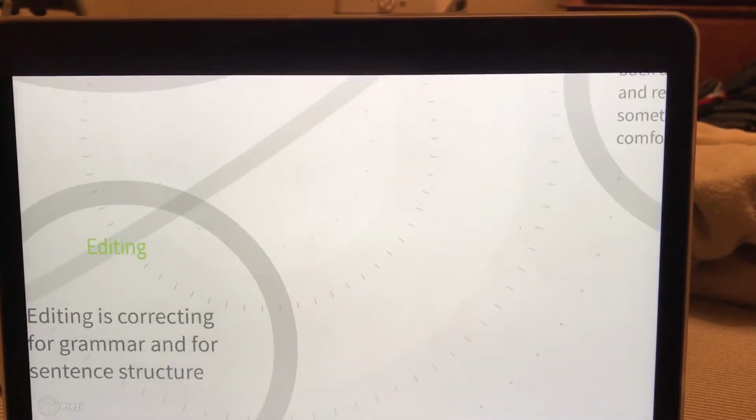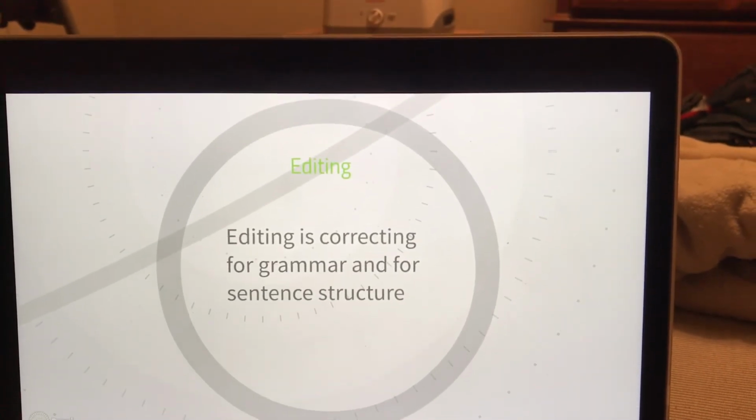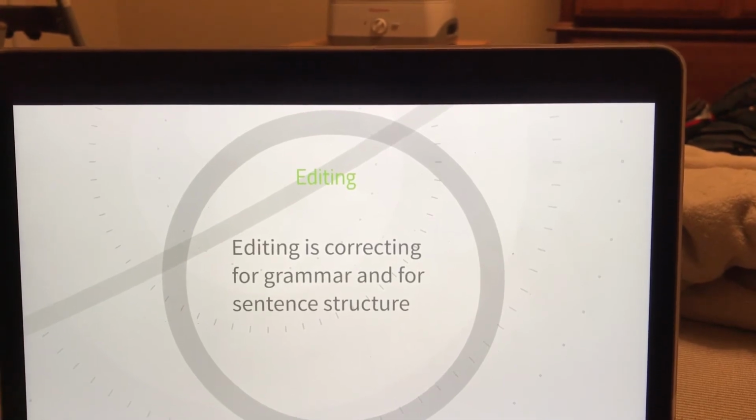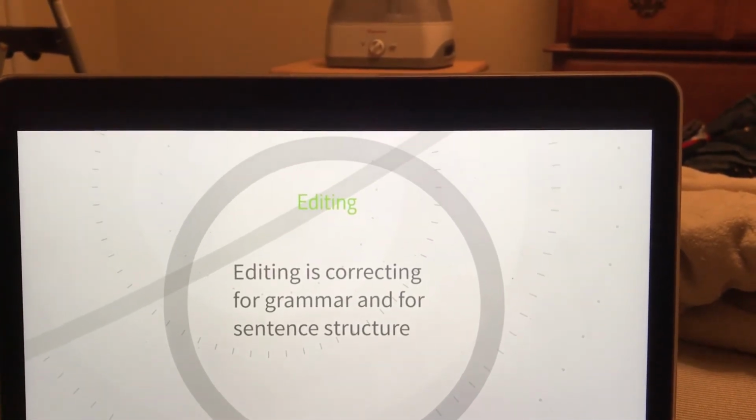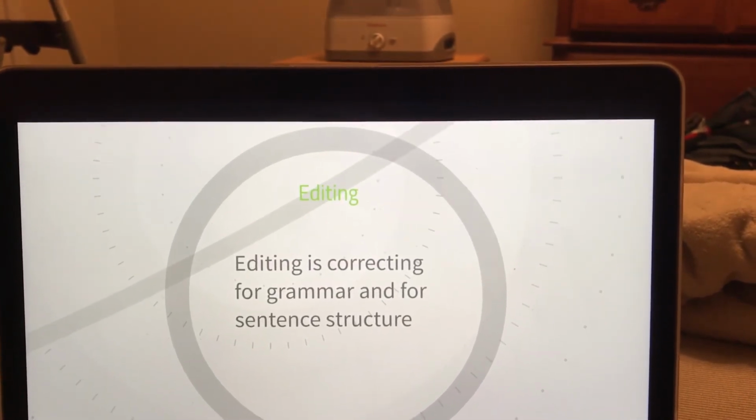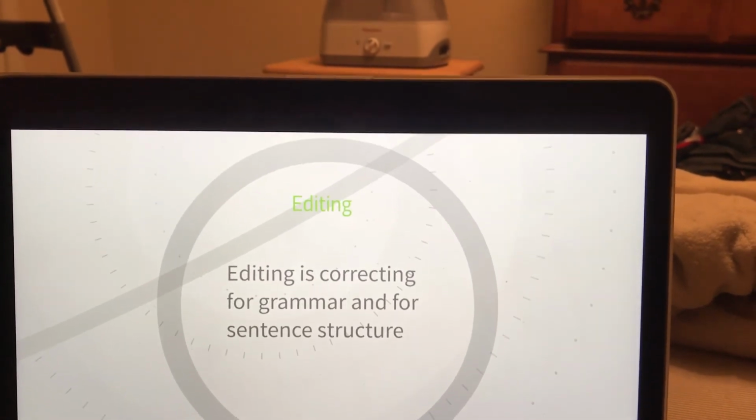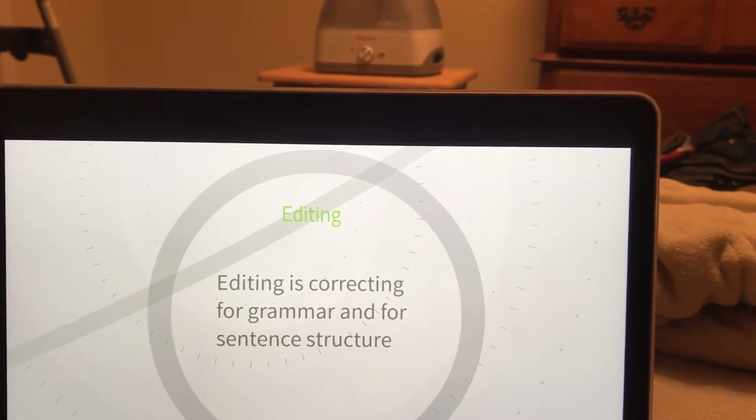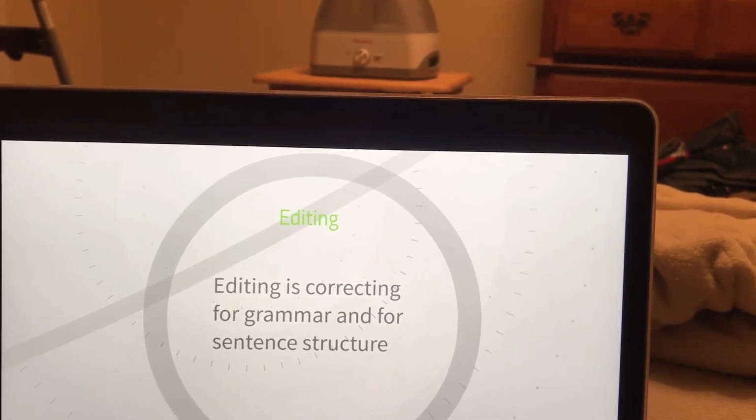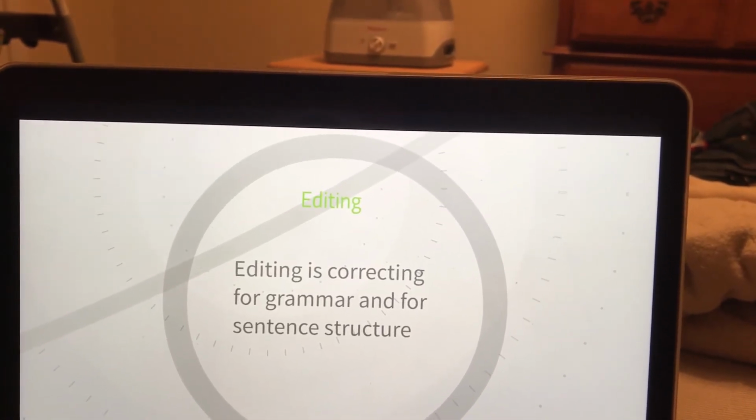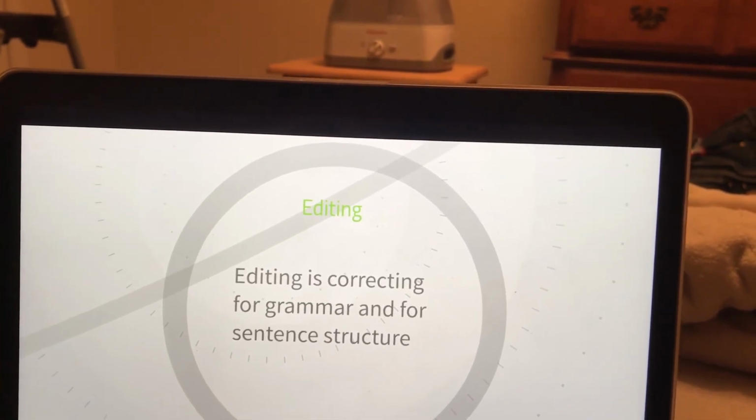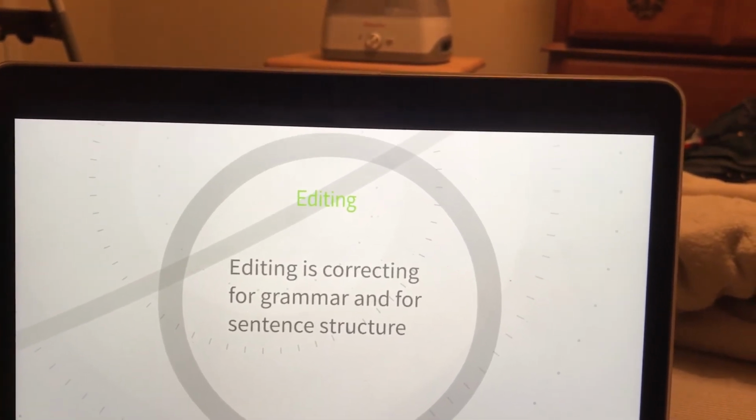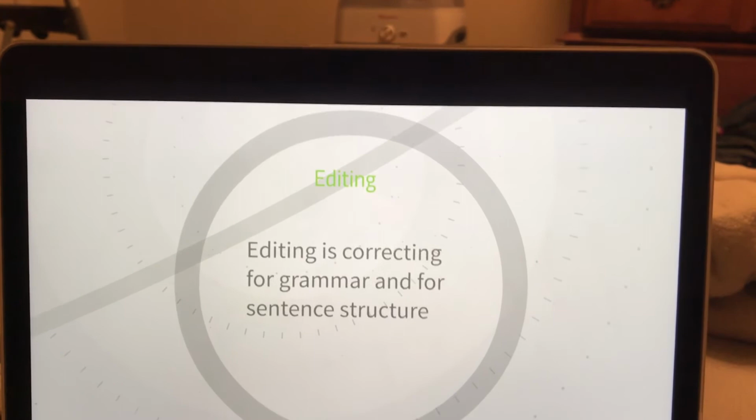Editing is correcting for grammar and for sentence structure. This is something that I believe is part of the process that doesn't need to be hounded on in the younger grades. If this is what is highly focused on in the younger grades, it can tend to discourage students from writing confidently. If they have marks everywhere for things that are seen as wrong or incorrect, this could lower their self-esteem and make them not want to write.